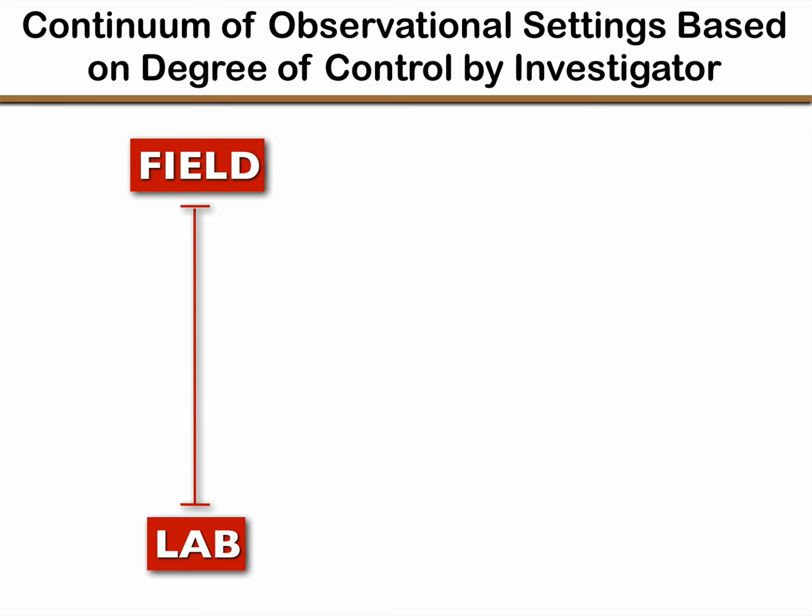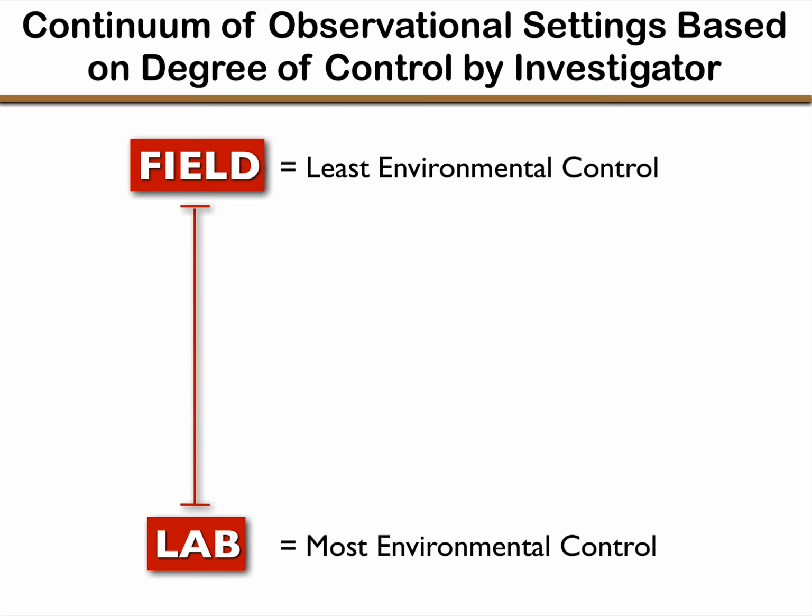You should not view these distinctions as necessarily mutually exclusive, especially the points along the continuum, because there can be crossover elements in between some of them. But of course, the field would be the least amount of environmental control, and the lab would be the most amount of environmental control. Certainly not total, but an awful lot more than the field.